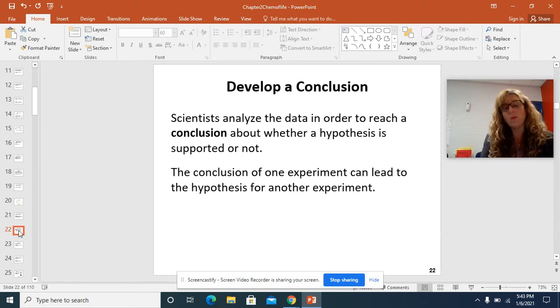Okay. And then once we've analyzed it, we reach a conclusion of whether we support the hypothesis or not. Okay. And the conclusion of one can lead to another hypothesis and more experiments and more data gathering.